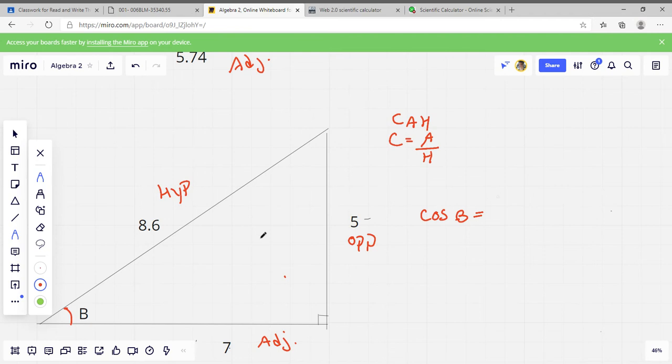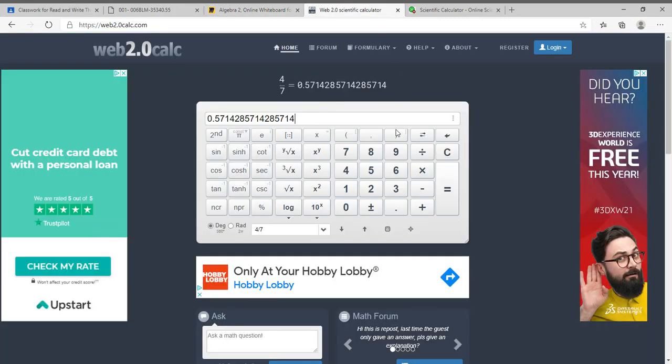Okay, so the cosine of B is going to be the adjacent over the hypotenuse. Well, our adjacent is 7, and our hypotenuse is 8.6. So if we go to our calculator, we do 7 divided by 8.6. We'll get 0.81.